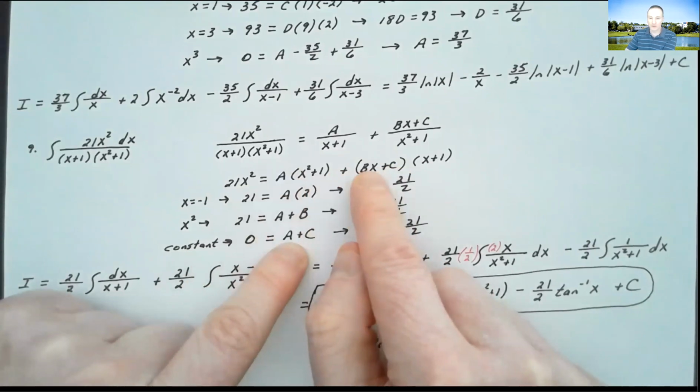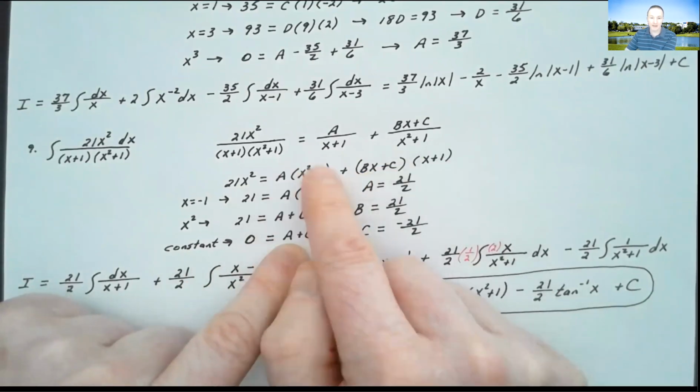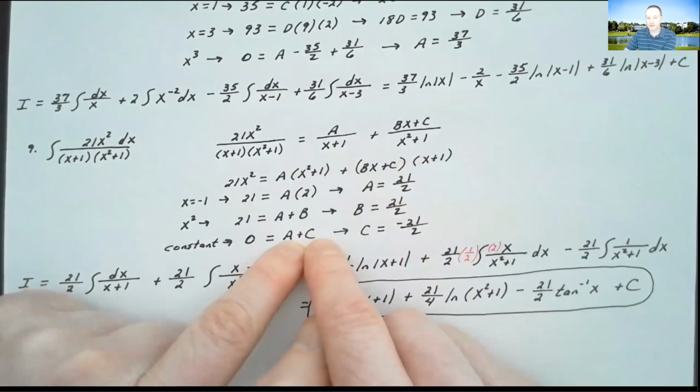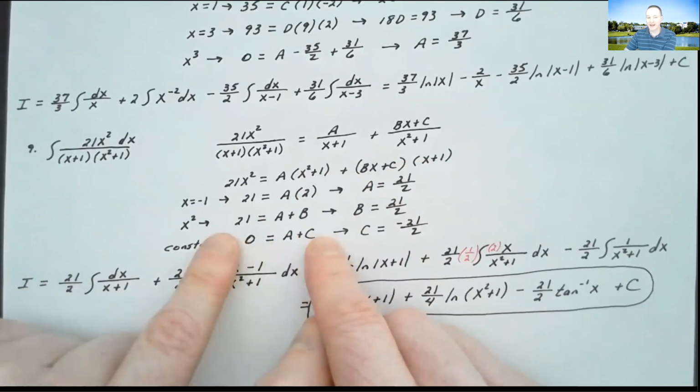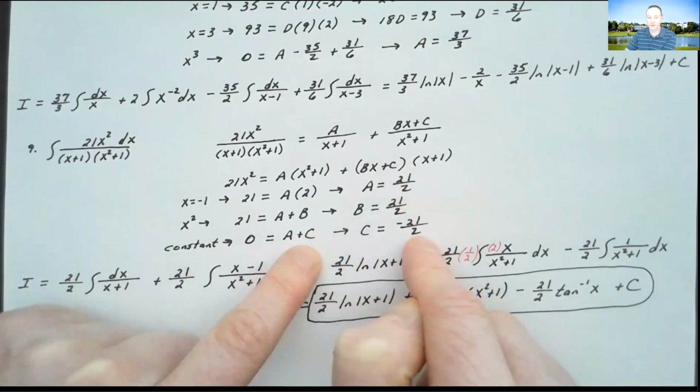B can never be the coefficient of a constant term because it's tied with the x there. However, this c here, you'd have c times 1, so I'd have a times 1 plus c times 1. Those are going to be my constants on the right-hand side. So now when I solve for c, I can say, well, c is equal to the negative of a, thus c is negative 21 over 2.